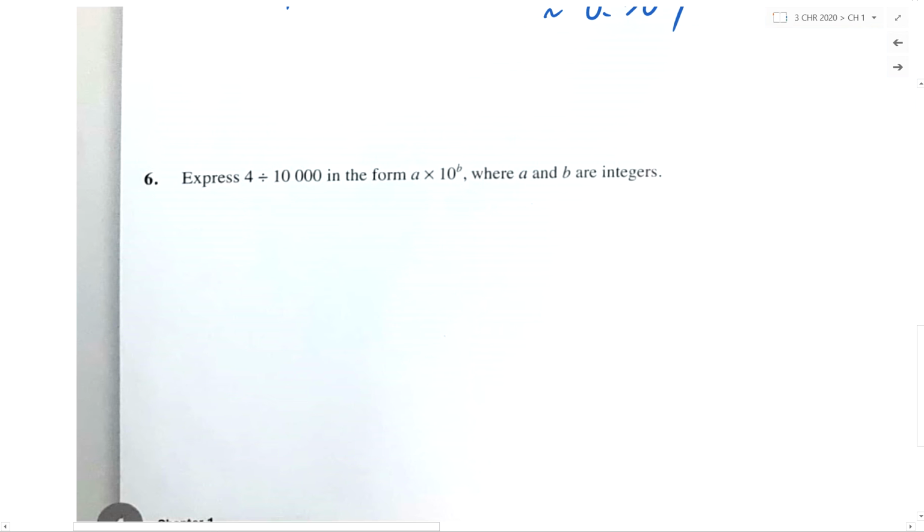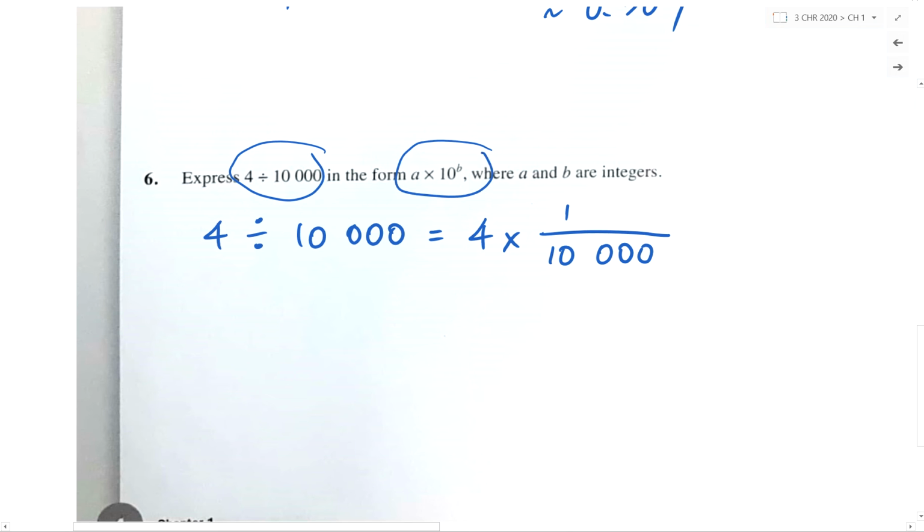Alright, so now I am going to attempt to change the divide to a multiply. So, 4 divided by 10,000 is the same as 4 multiplied by, what do we have? 1 over 10,000. Very good. So now I'm almost there already. I'm supposed to rewrite this to look like this. Do you have the value of A? What do you think A is? 4. Very good. Okay, so A is 4.